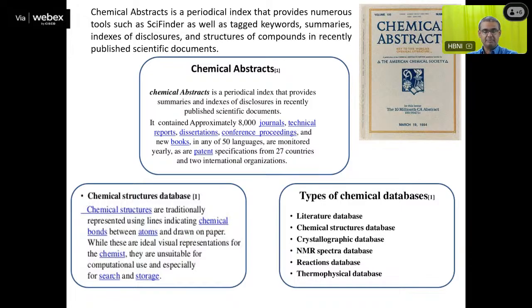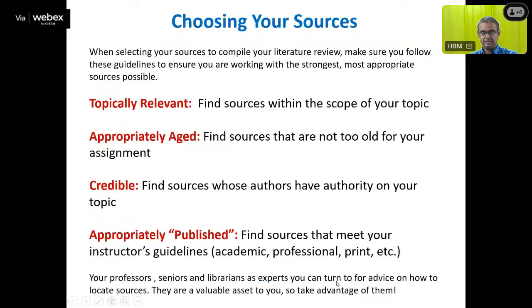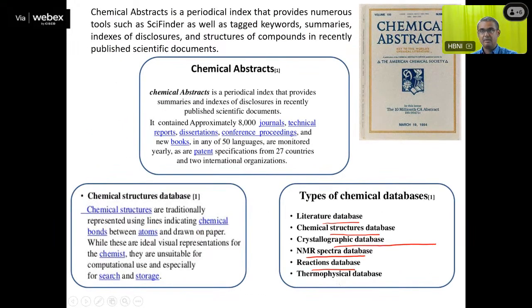Chemical Abstracts is a periodical index that provides numerous tools such as SciFinder as well as tag keywords, summarized indexes of disclosures and structure of compounds in recently published scientific documents. Types of chemical documents: literature databases, chemical structure databases, crystallographic databases, as I was talking about ICSD and JCPDS. Those who are in organic chemistry use NMR spectral databases, reaction databases, and thermophysical databases for people who are working in thermal fields. Okay.